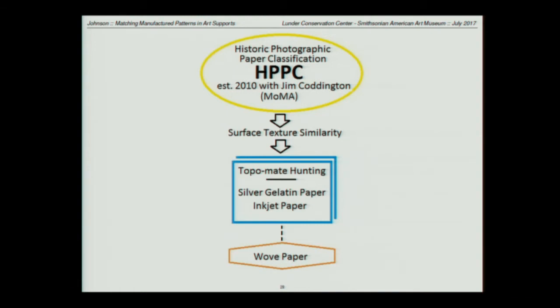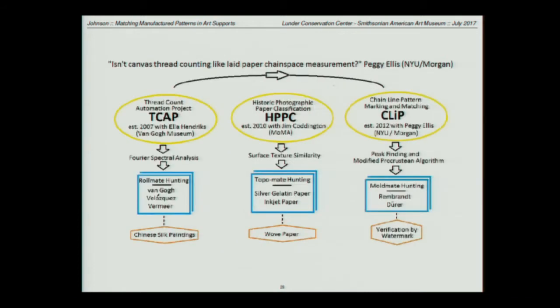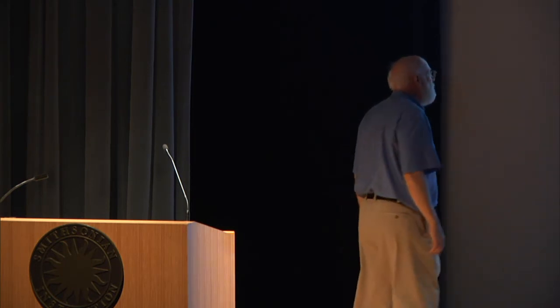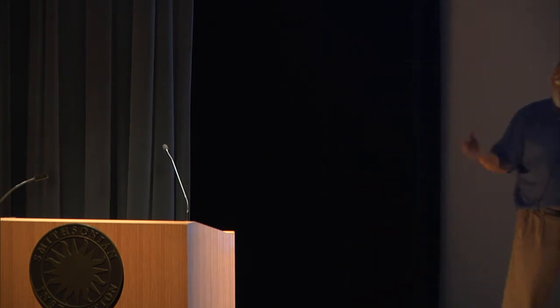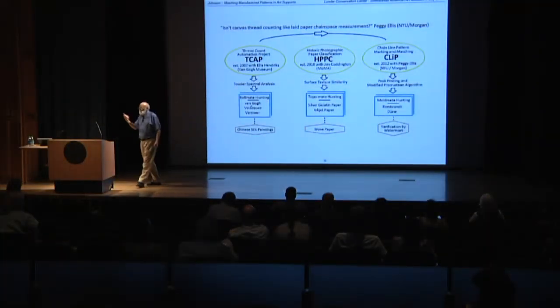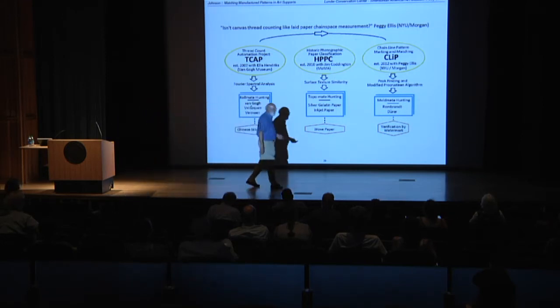Number two, right? Okay, so at this point, I gave a talk in New York at the Conservation Center about thread counting, and Peggy Ellis, whom some of you I assume know, is the professor for paper conservation at the NYU Conservation Center, and she also, at the time we did this, was the head of the conservation lab at the Morgan Library. And she heard my talk and she said, "Wow, isn't thread counting something like measuring the distances between chain lines?" You don't know what that means yet because you don't know what a chain line is. I'll show you in a second. But she's partly right, but not totally. But it was enough to get us going, and we've had a really great interaction.